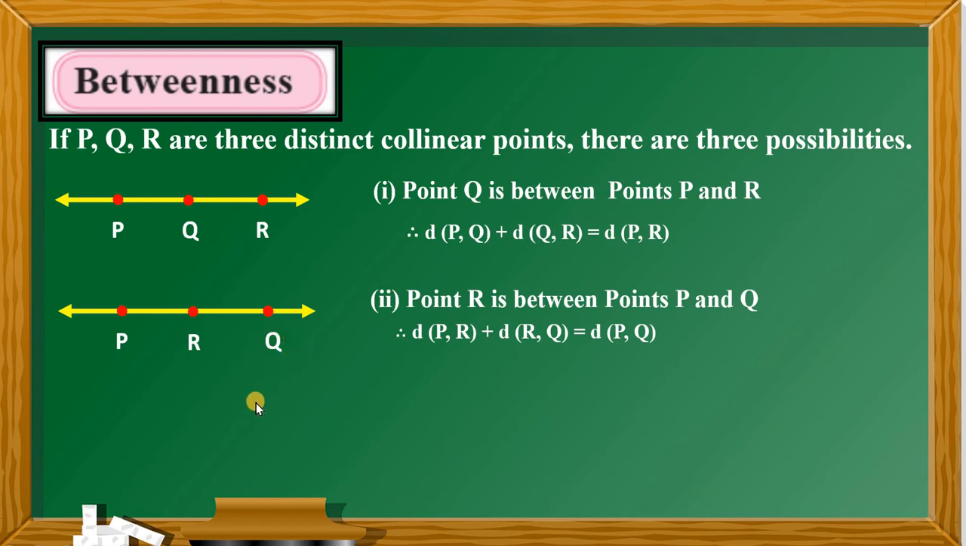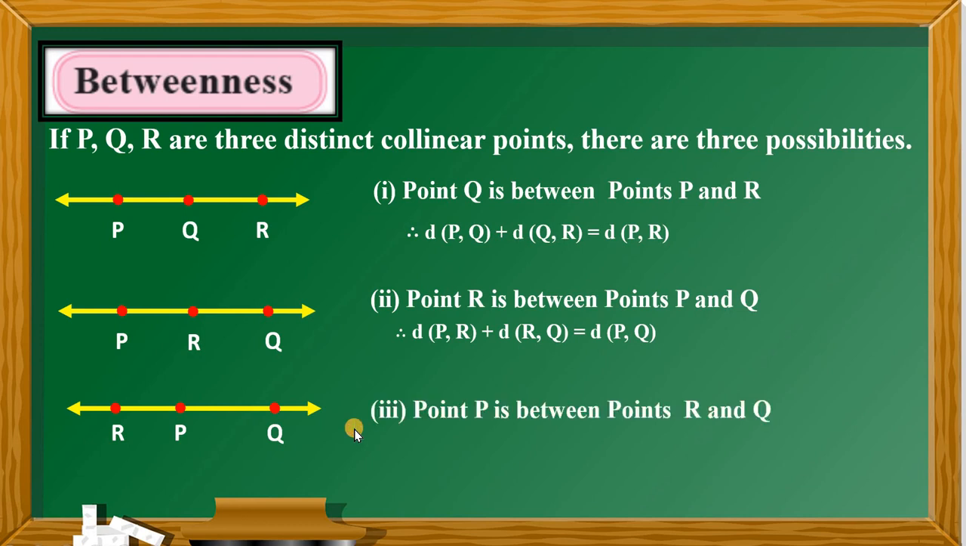So I'm sure by now you can guess what would be the third possibility. Yes, it will be point P lies between R and Q. Therefore you can say that distance RP plus distance PQ will be equal to distance RQ or QR.